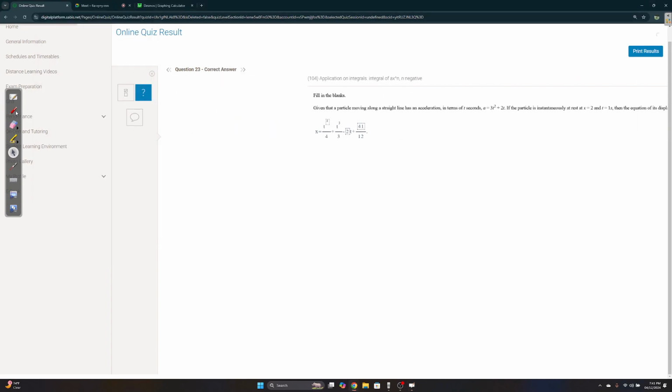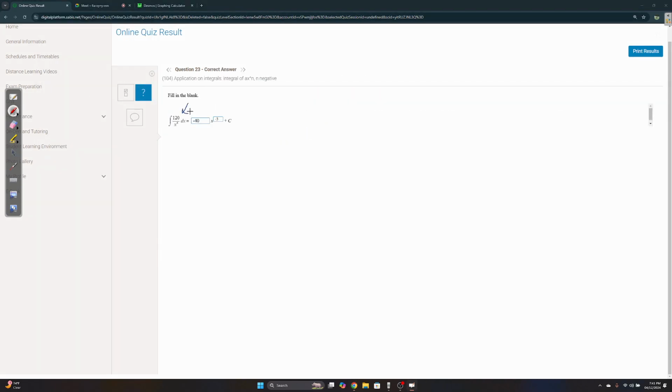Yalla. 2 more questions left. Question 23. I feel like I did this before. I don't know. I'll just do it anyway. Integrate this 120x to the power minus 4, right? Take it up. Integrate 120x down, add 1 to the power, divide by the new power. You're going to get minus 40x to the power of minus 3. Very easy. Plus c, of course.